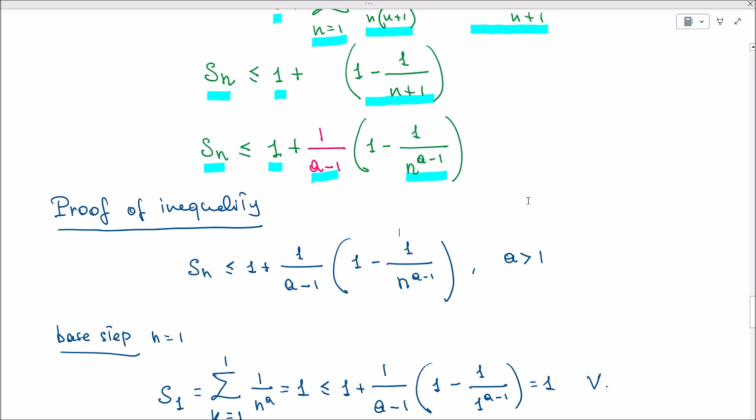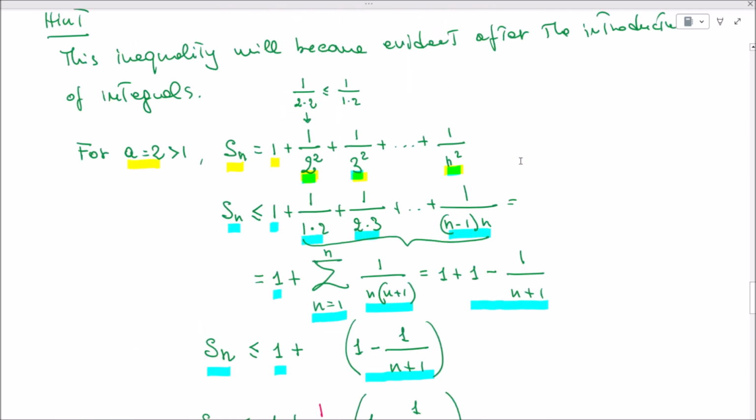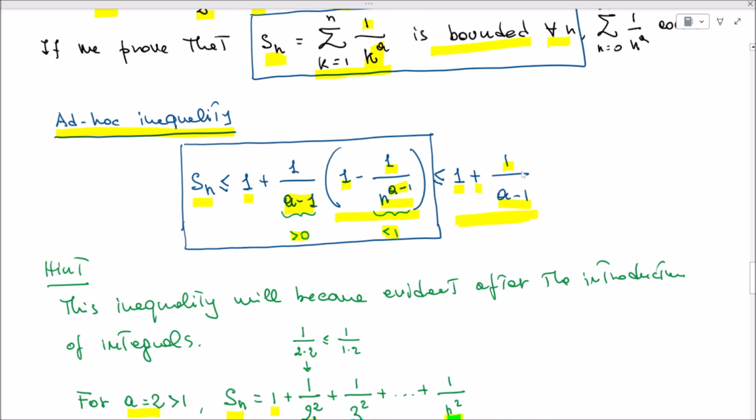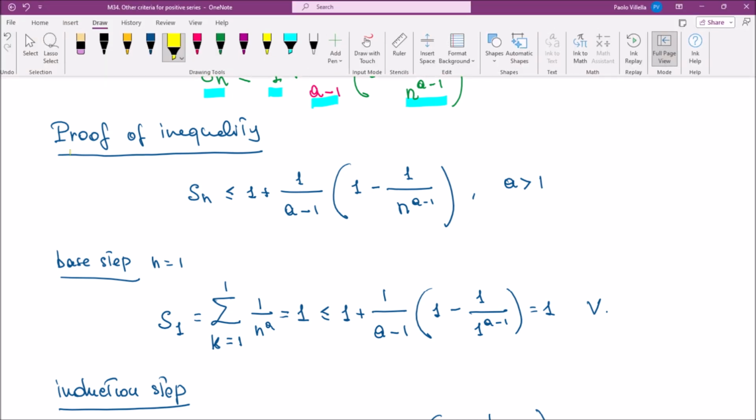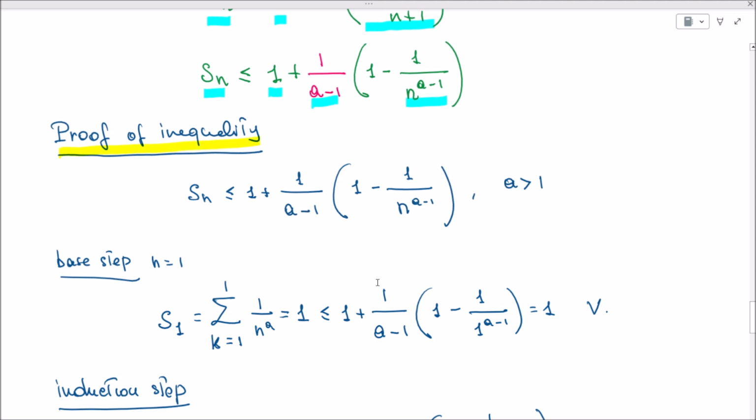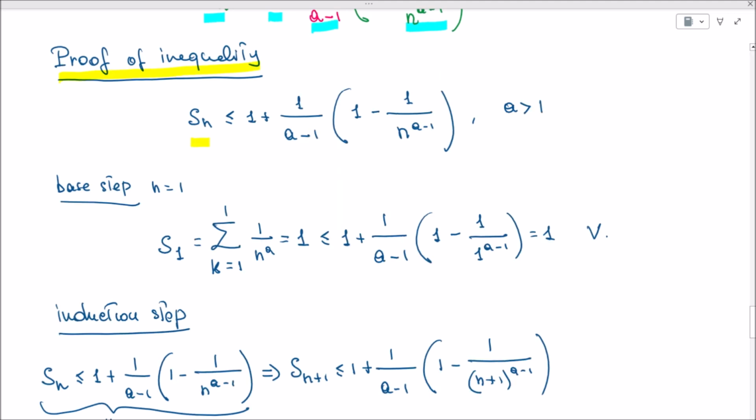Okay, so let's say that now somehow we came up with this inequality. Well, we need to prove this inequality now. So the next step is going to be the proof of the inequality, and I'm repeating now the inequality here. We are saying that the partial sum for a generic n natural number is less than or equal to 1 plus 1 divided by a minus 1 times 1 minus 1 over n to the a minus 1, where a is a real number larger than 1. How can we prove this? By induction. So let's start with the base step for n equal 1.